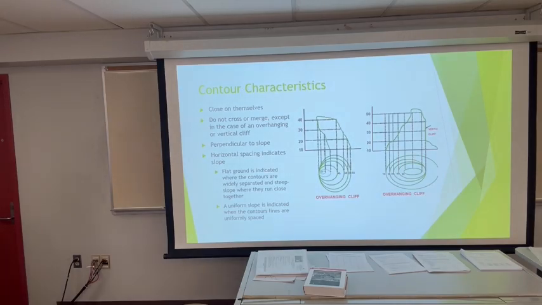So we talked a little bit about contour characteristics. Contours only close on themselves. They do not cross or merge, except in the case of an overhanging or vertical cliff or vertical face wall.